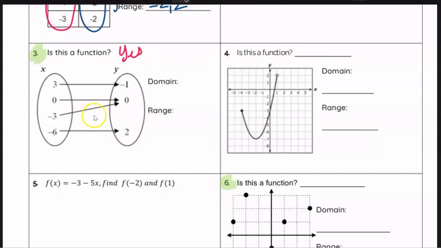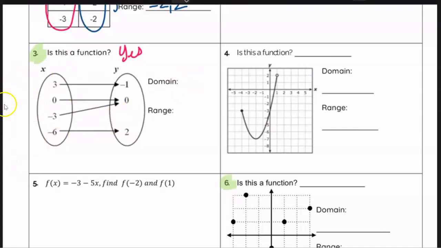Generally for mapping, what you're looking to see is that our x's have one arrow and one arrow only. So you see this has one arrow, this has one arrow, this has one arrow, this has one arrow. Therefore, they are functions. Now they do have arrows that they share, but that's okay, as long as your input values all have one arrow and there's no repeating x values.